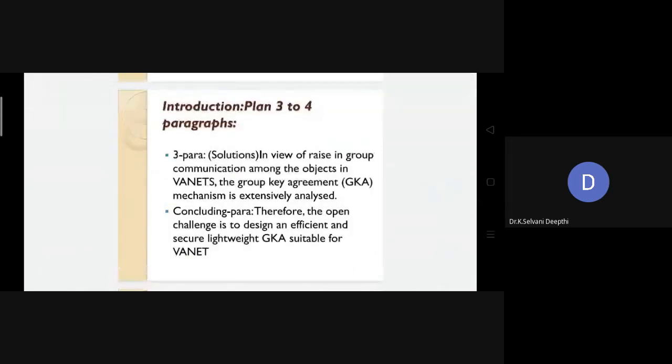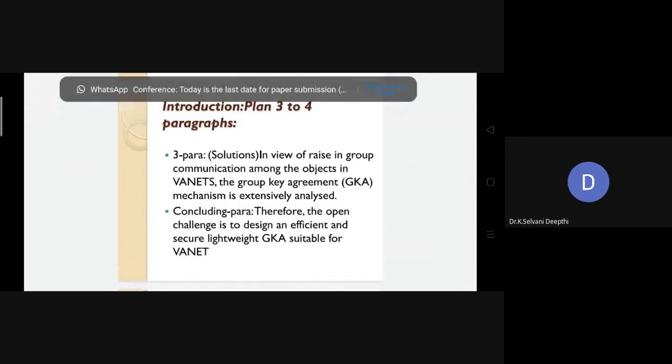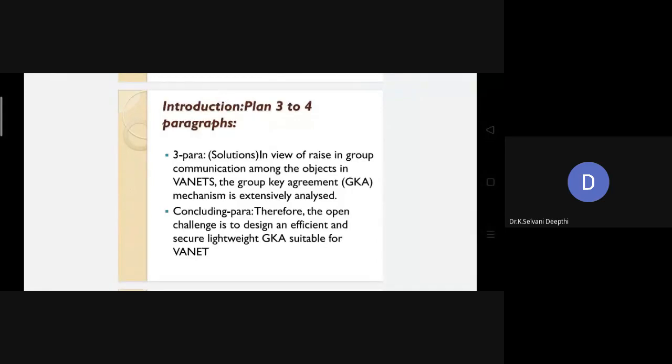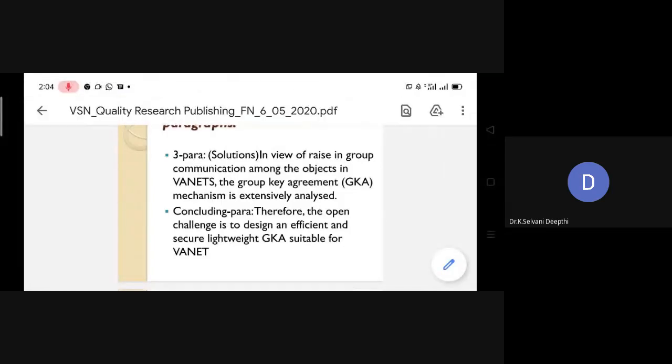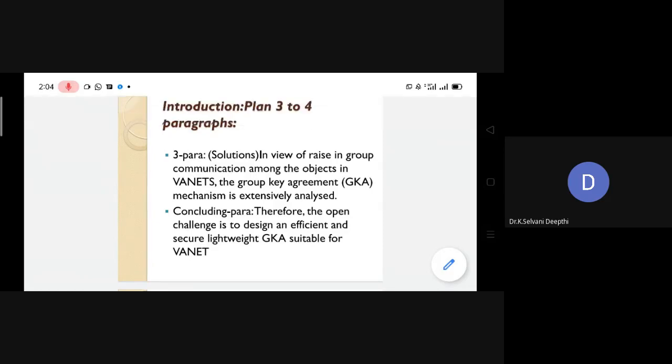Third paragraph: in view of the rise in communication among the objects in VANETs, the group key agreement mechanism is extensively analyzed. We talk about solutions, that is, what solutions already exist. The concluding paragraph: therefore the open challenge is to design a new scheme. Because of all these, I am designing a new one. It supports lightweight, and the other things it will give are a dynamic nature, and it will give group communication among vehicles.